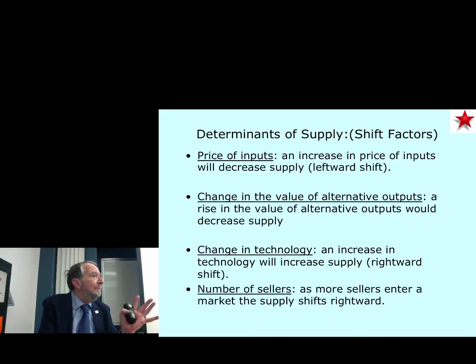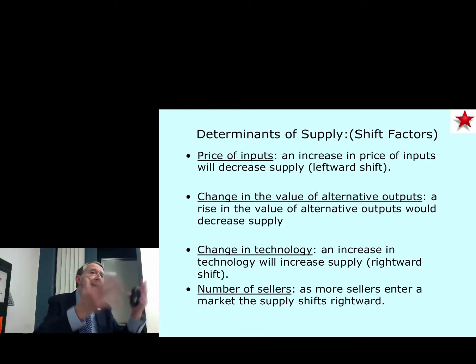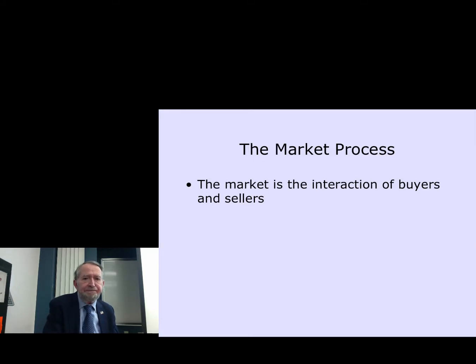That's it for the firm. That's the 3 determinants of supply. If you want to look at market supply, again, it's the sum of the existing sellers. So more sellers would increase supply. Sellers leaving the market would, in fact, decrease supply.